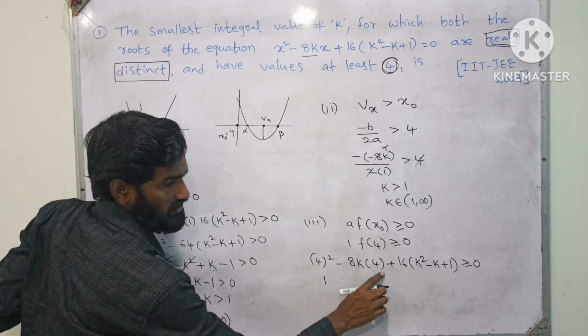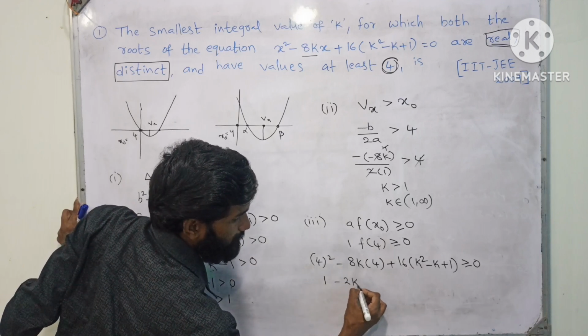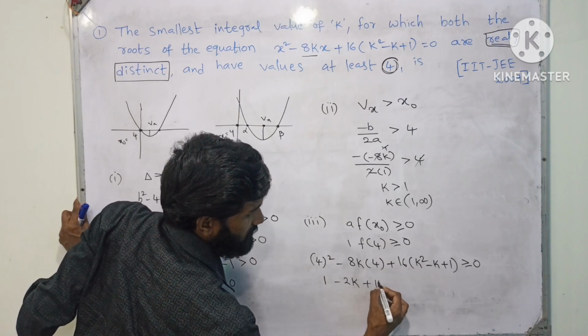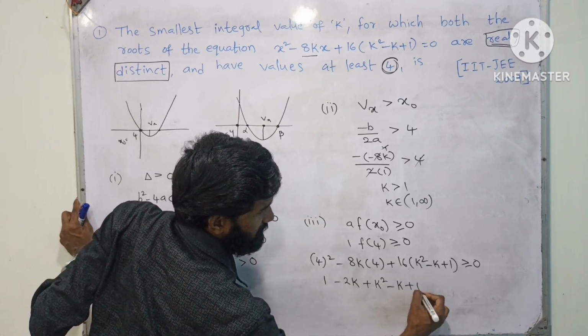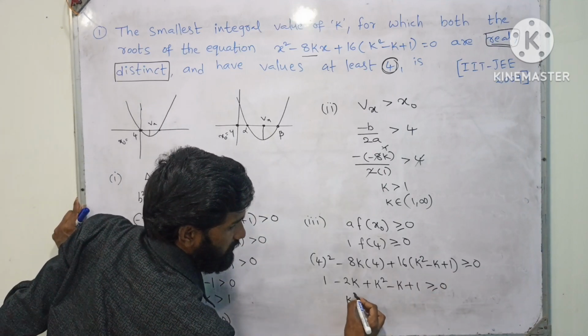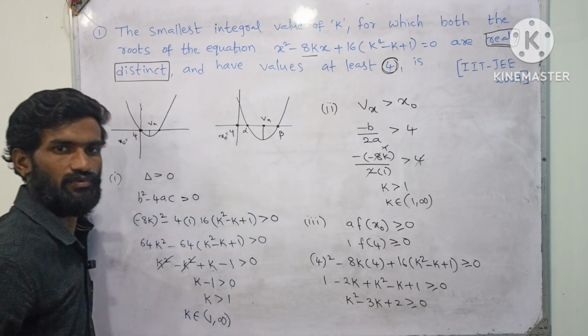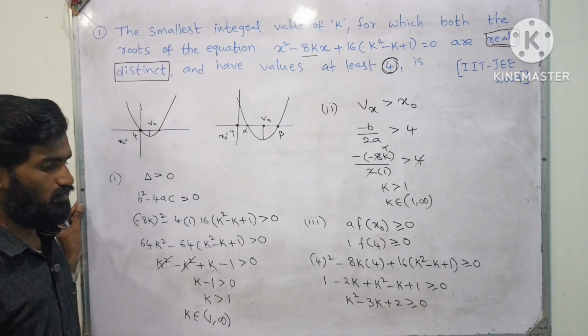Okay. Here 8 into 4 is 32, which means we already took 16 common. 2k will be left here, and the 16 I have taken common, which is k square minus k plus 1 greater or equal to 0. Now here it is k square minus 3k plus 2, which is greater or equal to 0. So if I solve this one, what will I get?